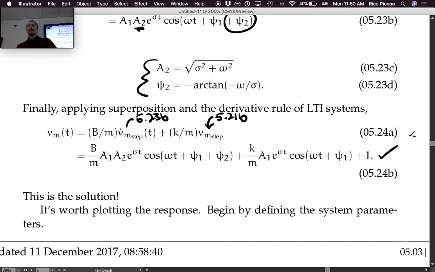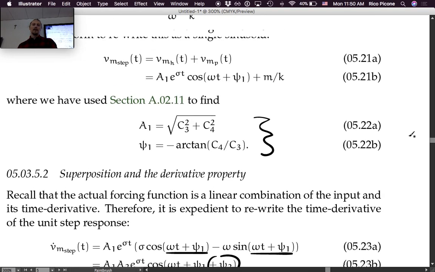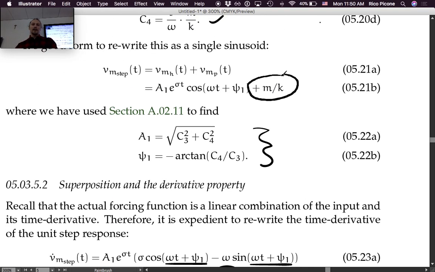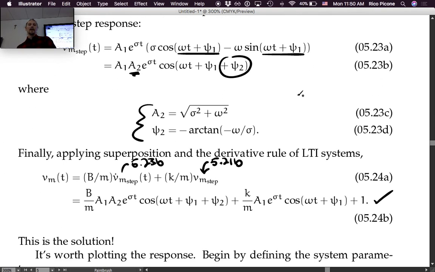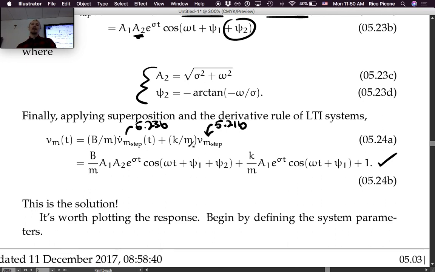Where did plus 1 come from? Yeah, it came from this guy. So it was plus m over k, and we multiplied that by k over m. So we distributed the k over m. The first term picked up a k over m. The second term canceled k and m conveniently.